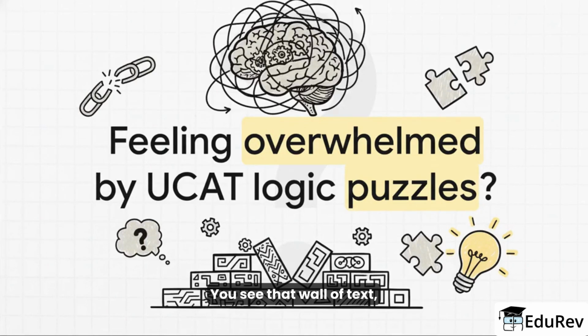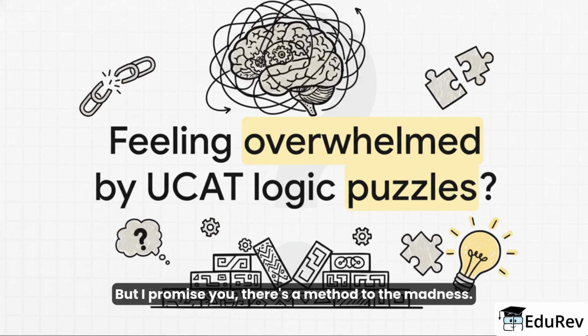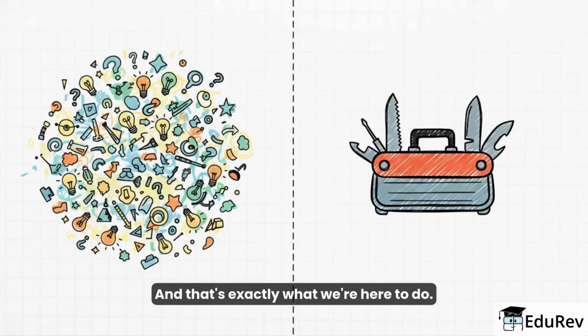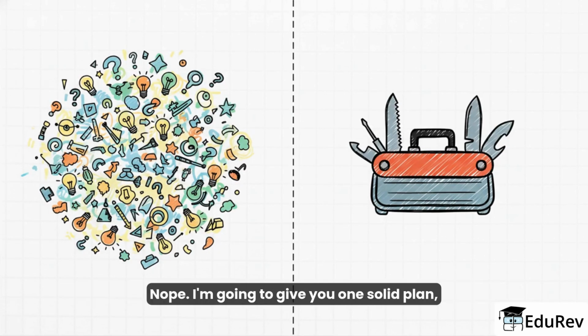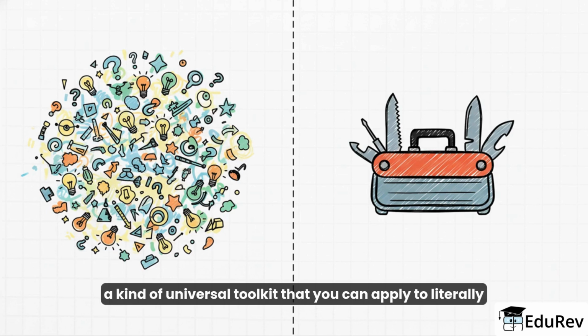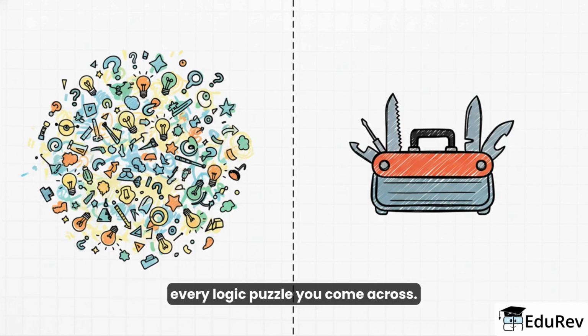I get it. You see that wall of text, all those different rules and conditions, and it's easy to just freeze. Trust me, it's a super common feeling. But I promise you, there's a method to the madness. These puzzles aren't nearly as random as they look. And that's exactly what we're here to do. I'm not going to just throw 100 random tips at you and hope something sticks. Nope, I'm going to give you one solid plan, a kind of universal toolkit that you can apply to literally every logic puzzle you come across.